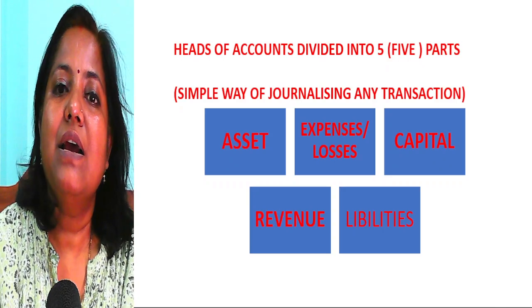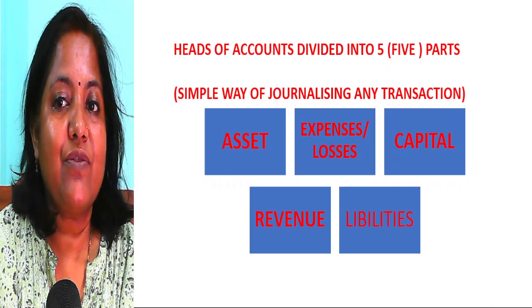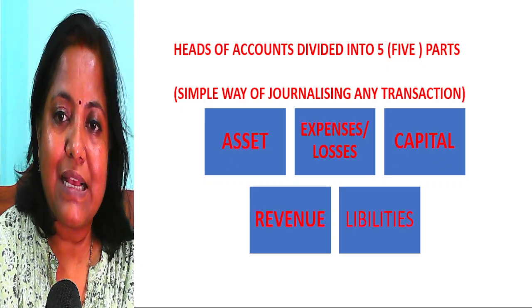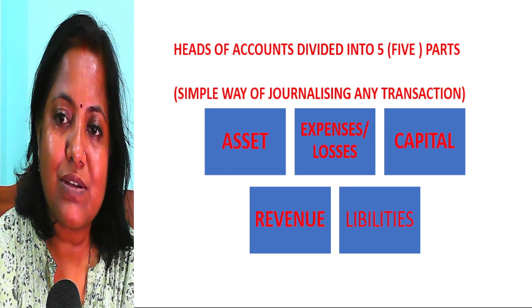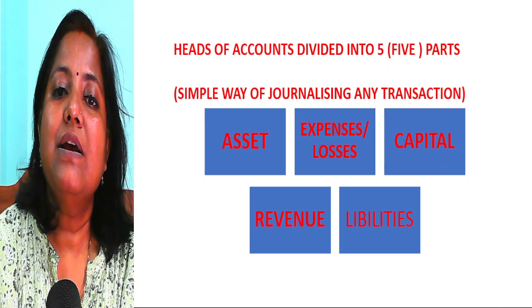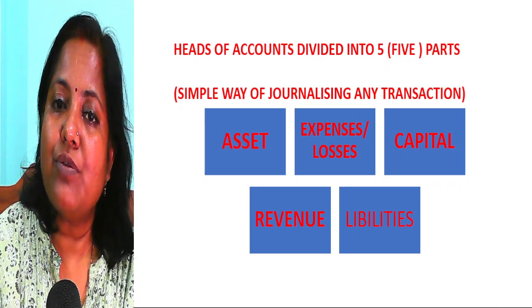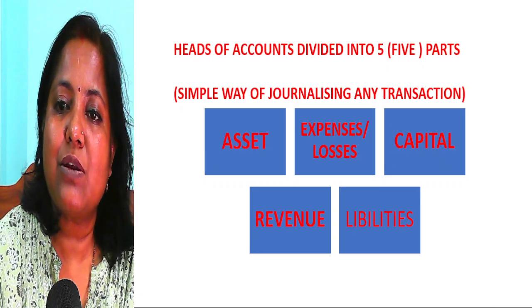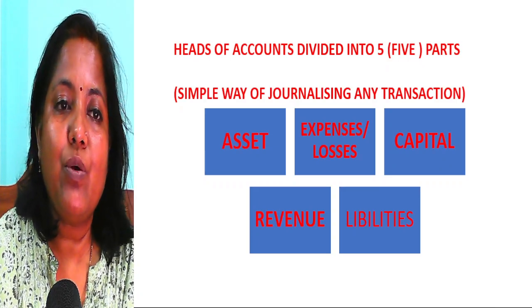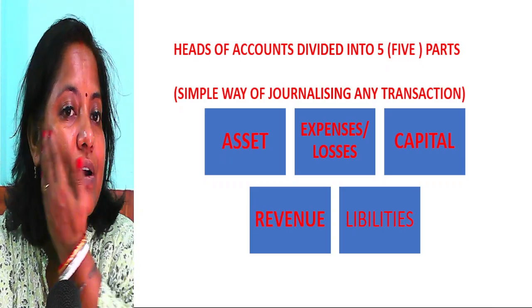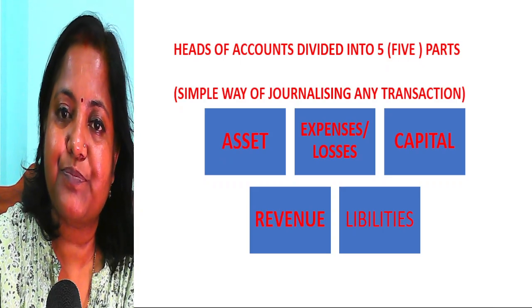Let's start. Heads of accounts are divided into 5 parts. What is the simple way of generalizing a transaction? Assets, expenses and losses, capital, revenue and liabilities. All the heads of accounts are divided into these 5 parts: one is assets, second is expenses and losses, third is capital, revenue and liabilities. Now we are going to see how to generalize a transaction on this basis.